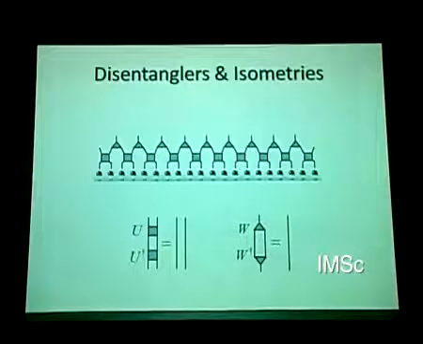So it would be nice to just take note of these properties, because it's going to turn out that all properties of the MERA as a tensor network are going to follow just from these two constraints. So these are important.